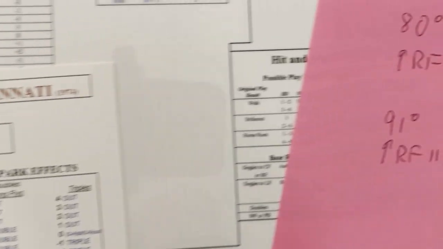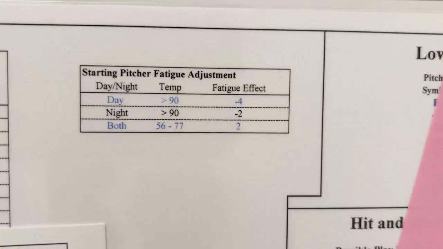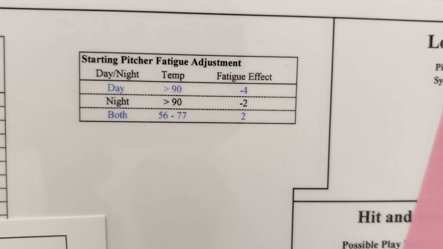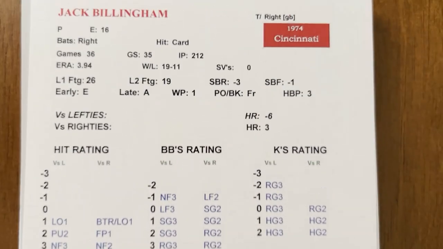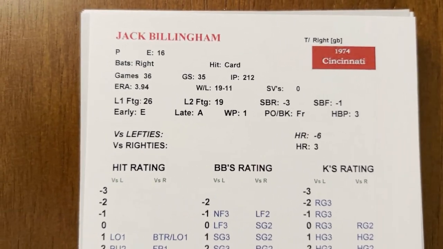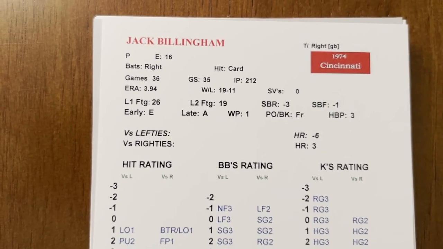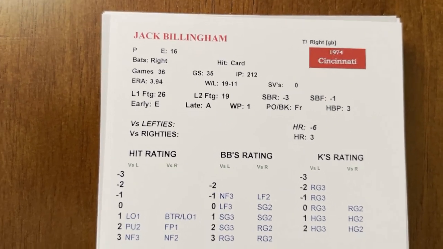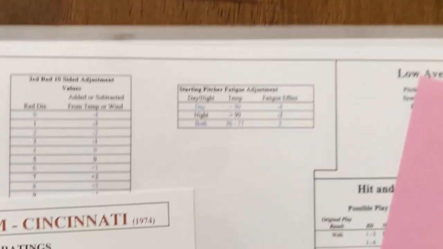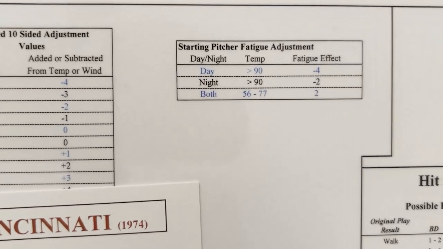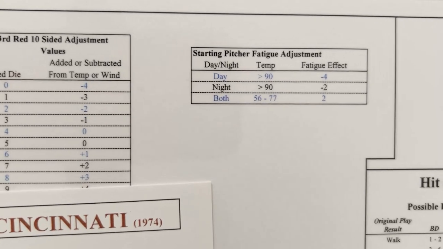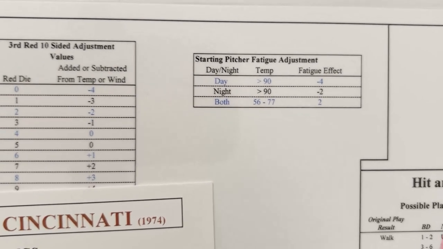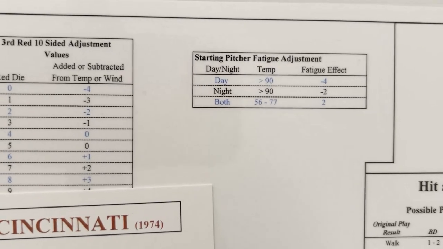The other thing it would do, because it's 91 degrees, is when it's a day game and the temperature is greater than 90, pitcher fatigue goes down by 4. So Billingham's 26 or 19 are now 22 and 15. So he's going to tire a lot faster because it's so hot. If it were a night game and it was above 90, it would have a -2 effect. And a day game or a night game, 56 to 77 degrees, has a +2 effect.